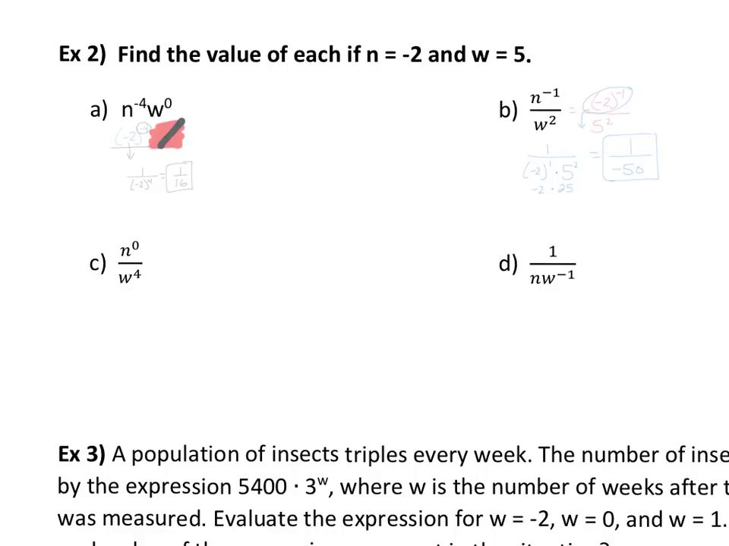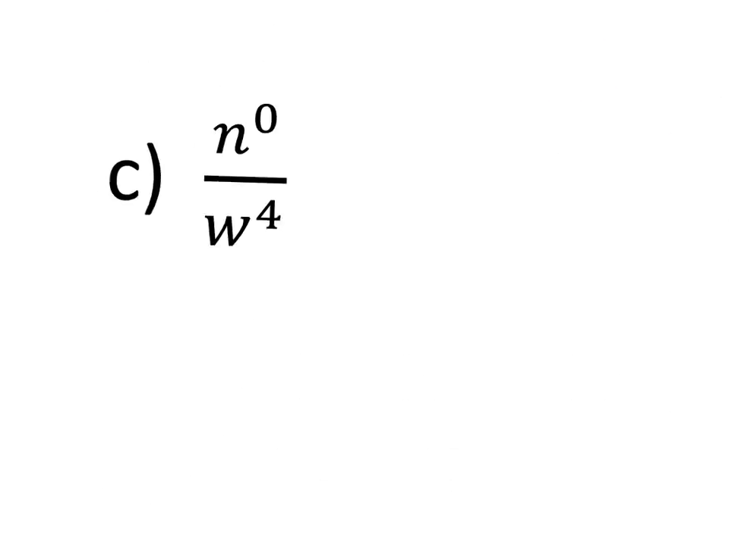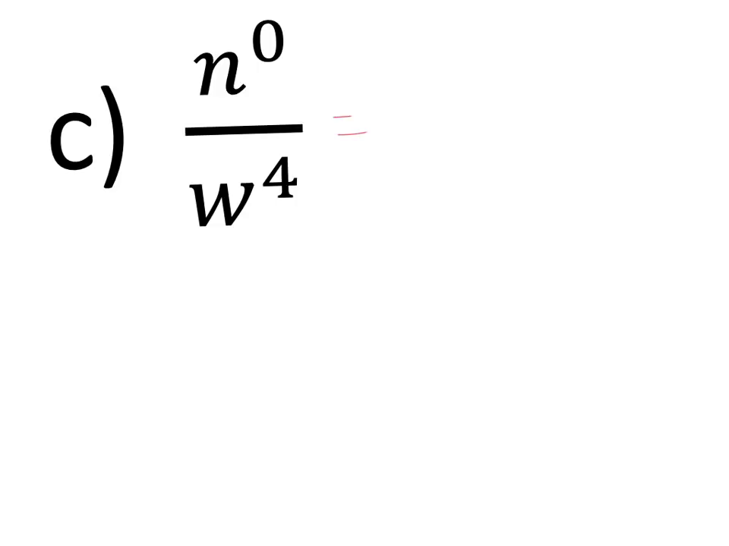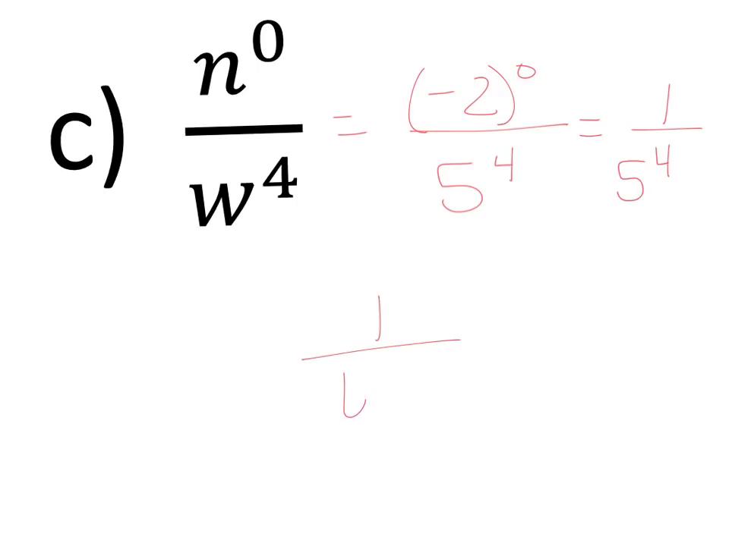Okay, so let's walk through here. On the first one, you've got negative 2 to the 0 power over 5 to the fourth. Okay, we just talked about this. Anything to the 0 power is 1, and technically I should have that in parentheses, so I'm taking the whole thing. So really I just have 1 over 5 to the fourth. And so 5 times 5 is 25, and then 25 times 25 would be 1 over 625.